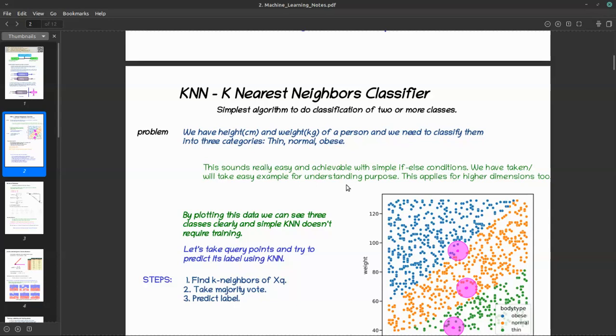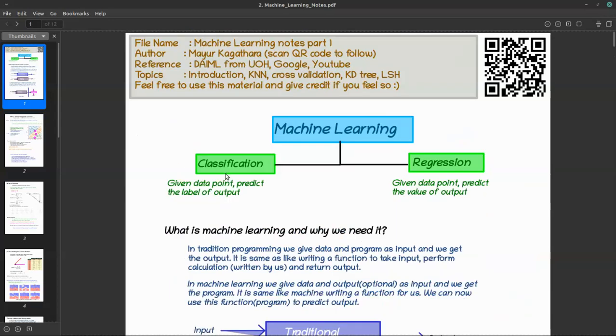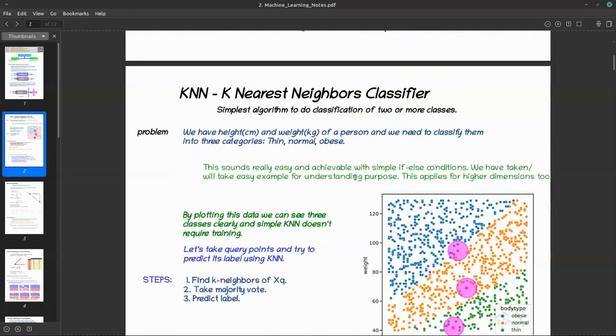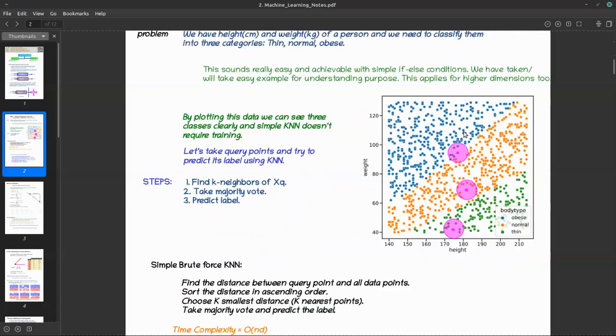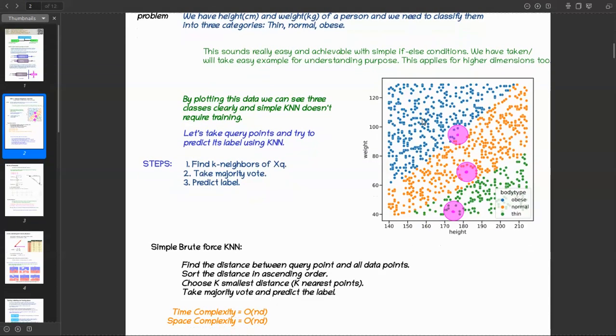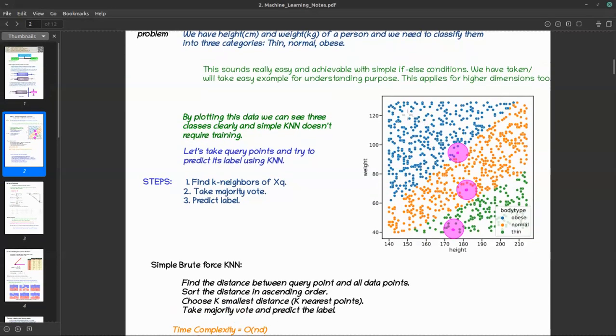Now let's start with the first, or simplest, method. First we will start with classification, and then jump to regression. In classification, the simplest method is k nearest neighbor. The idea behind KNN is, given a data point, if you don't know any machine learning and I ask what the classification of this data point is, you'll say it looks blue, because in the neighborhood you have all blue data points. So the chances of this query point being blue are very high.